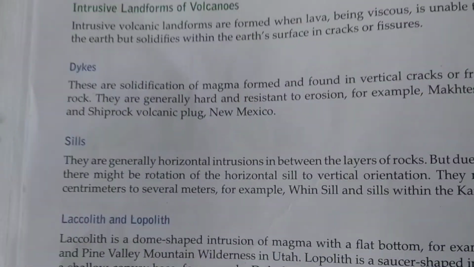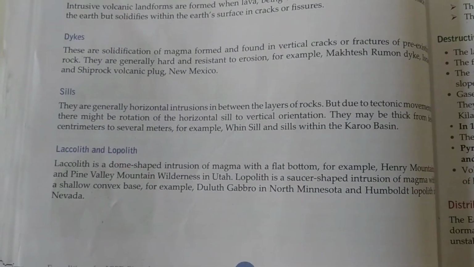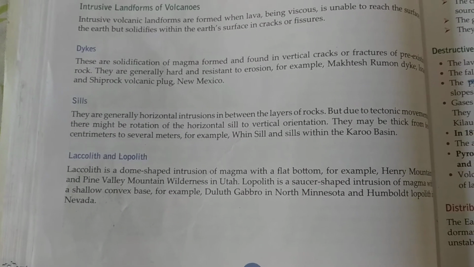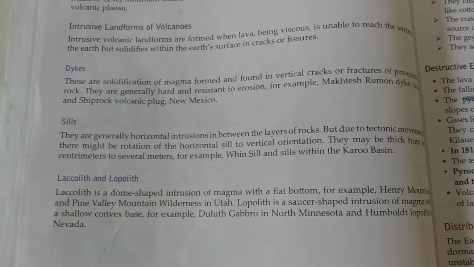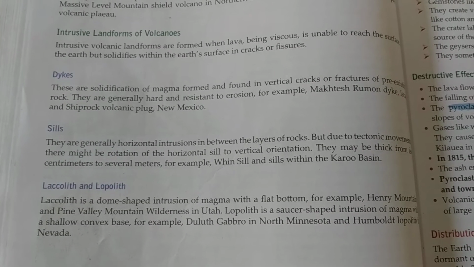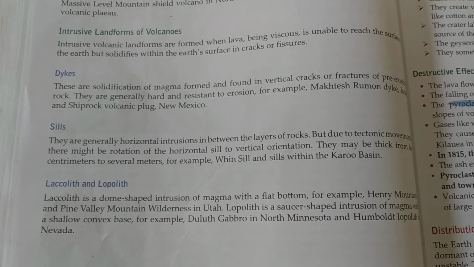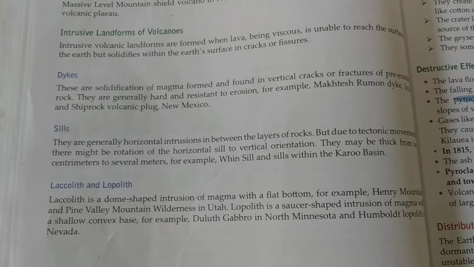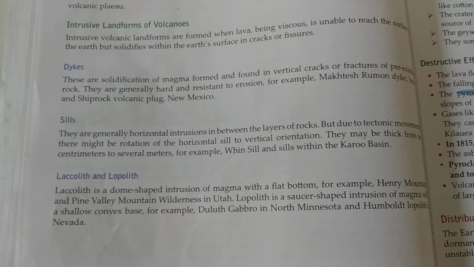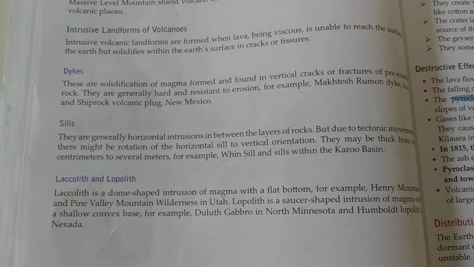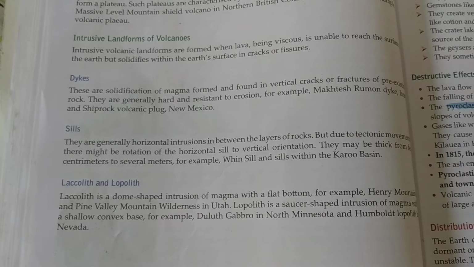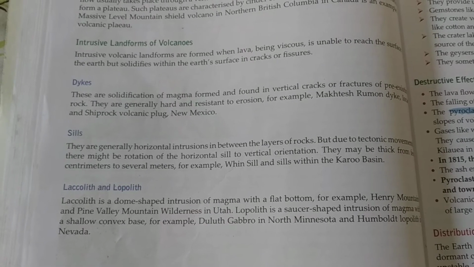Now let us read about sills. They are generally horizontal intrusions in between the layers of rocks. So they are horizontal. But due to tectonic movement, there might be rotation of the horizontal sill to vertical orientation. Originally maybe they were horizontal layers of rock, but due to tectonic movements they might rotate and get a vertical orientation. They may be thick, for example Whin Sill and sills within the Karoo Basin.